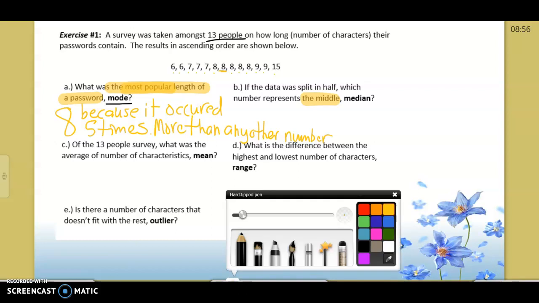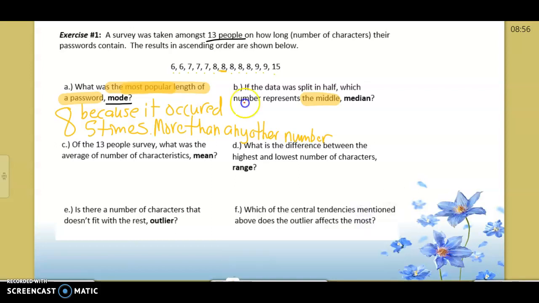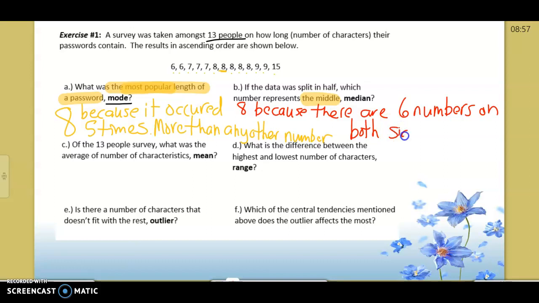So let's go with a different color to kind of separate this. 8, because there are 6 numbers on both sides of 8. It's the middle number.